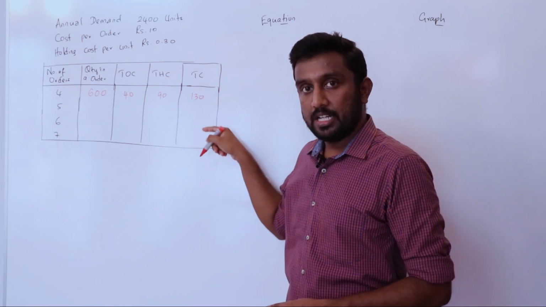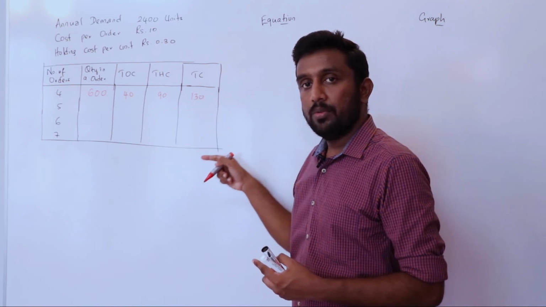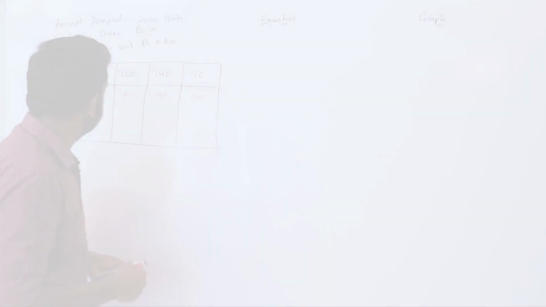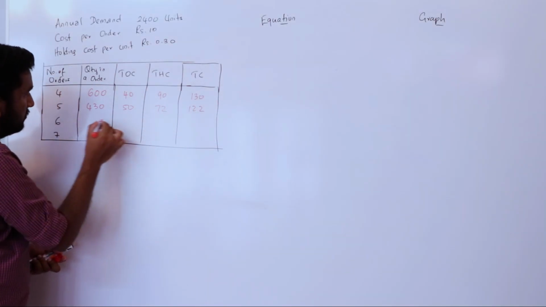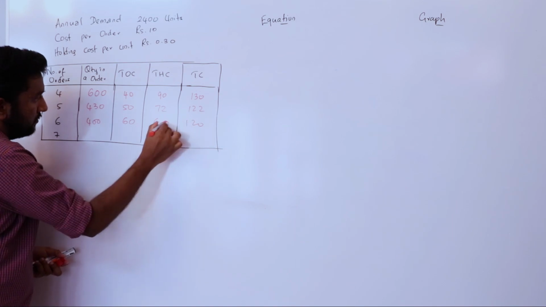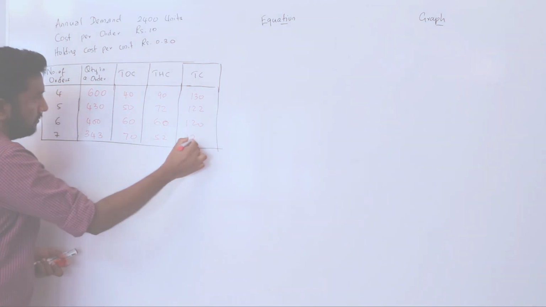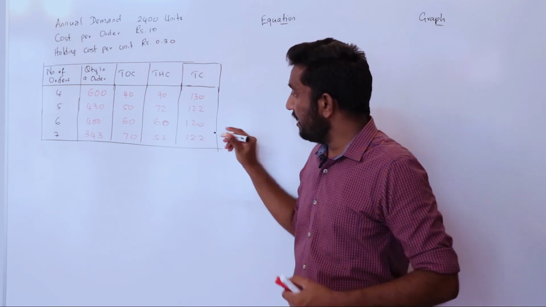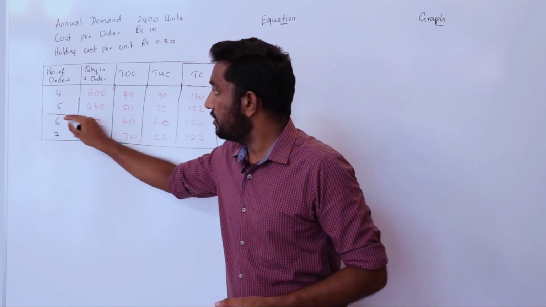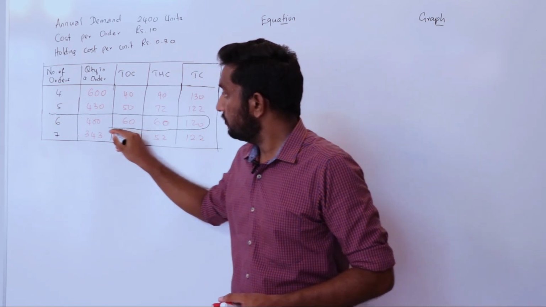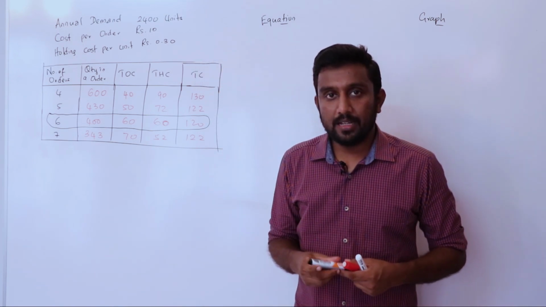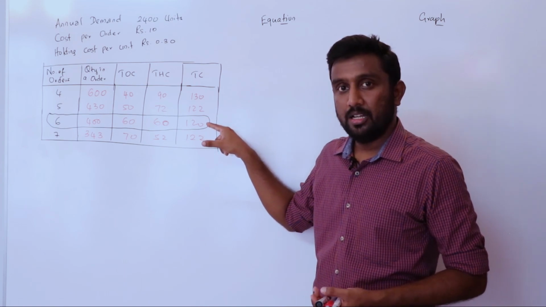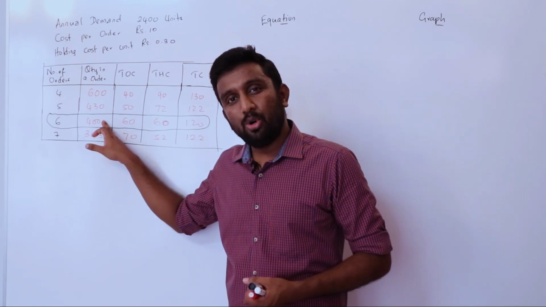So likewise, I'm going to fill the entire table, and you can also try it. Once you fill the table, we'll get back with the findings from the table. From this table, we get to know this is our least cost. So from this line, we came up with the finding that my total cost is the least, which we call the EOQ.